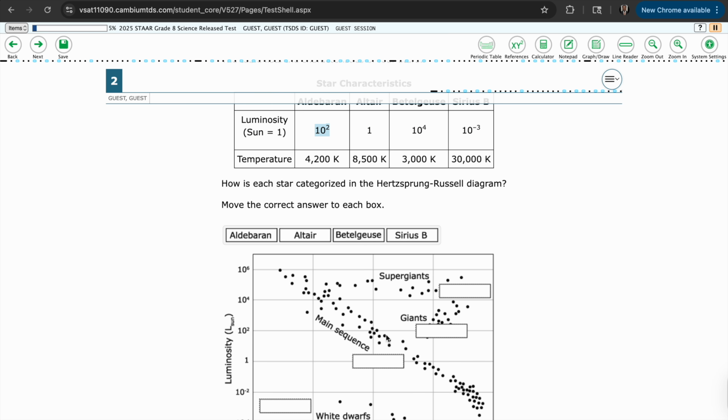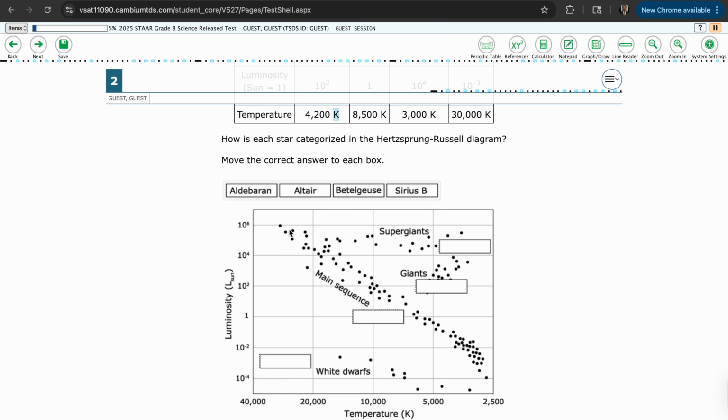Now, we don't just want to use that to guess where it is. We also want to use the temperature. 4,200 Kelvin. Where is that? Let's take a look at temperature. So this is interesting. We're going from 40,000 all the way to 2,500. So it's decreasing going this way. So 4,200 is going to be somewhere around right here in between 5,000 and 2,500. So we have 4,200, and we have 10 to the power of 2. And if we trace them, we get this one right here. So we're going to put Aldebaran right here.